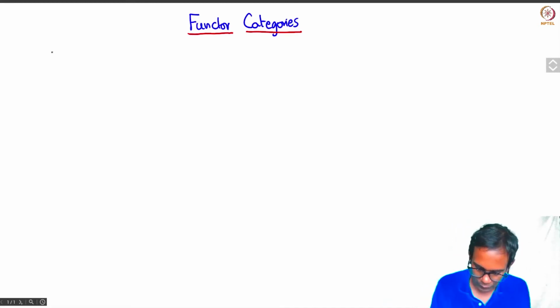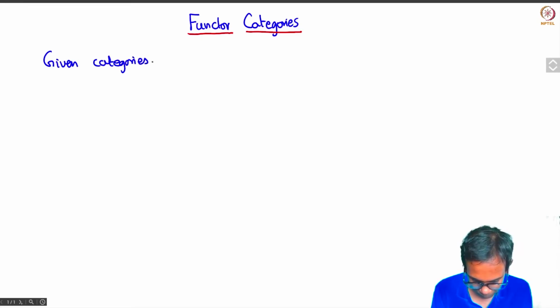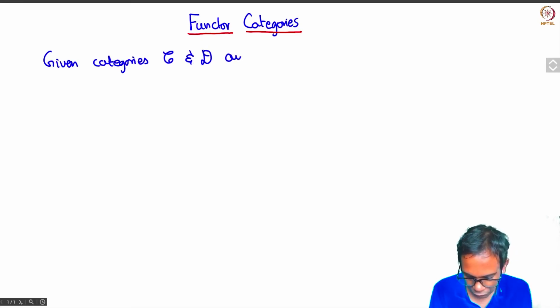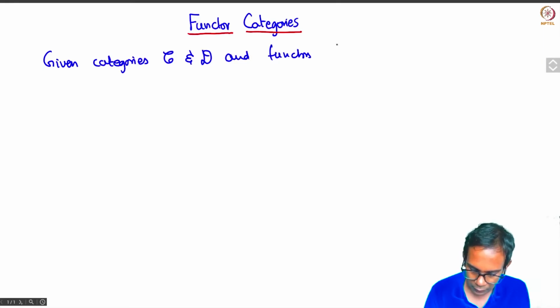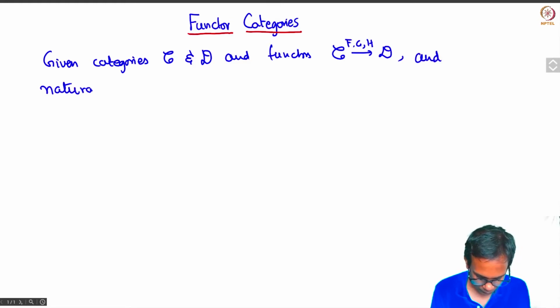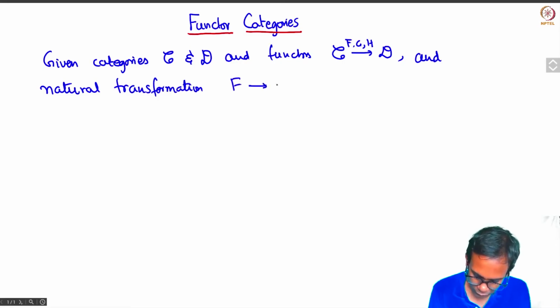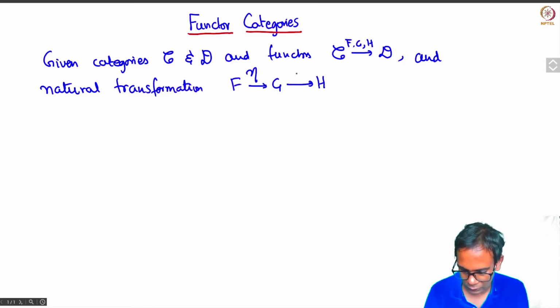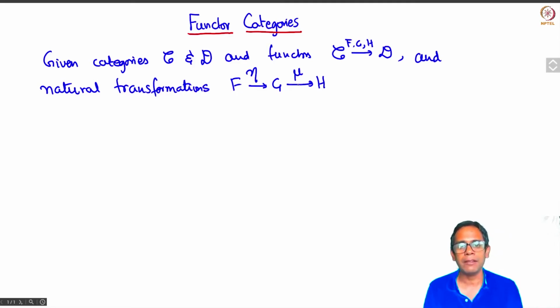So suppose we have two categories, C and D, and three functors, all from C to D, let's say F, G and H. And natural transformations: say from F to G we have a natural transformation eta, and from G to H we have a natural transformation mu. Then we can form a natural transformation from F to H as the composition of mu and eta.